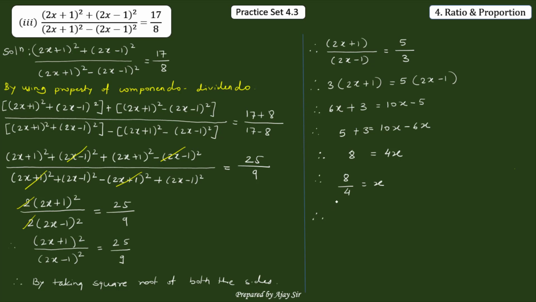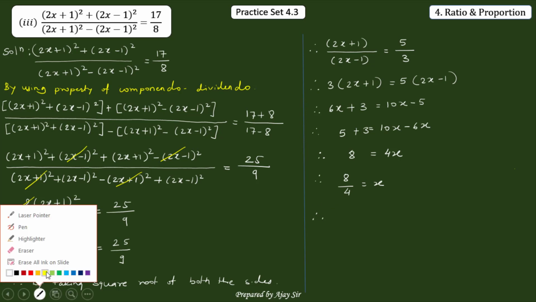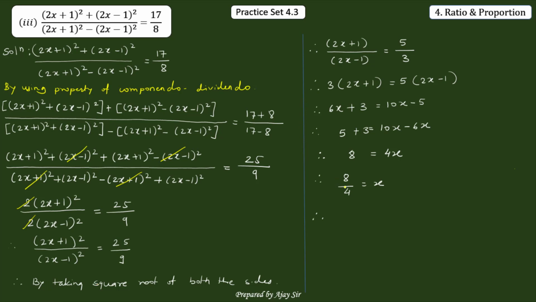Again, by using the table of 4, 4 ones are 4, 4 twos are 8, so x is equal to 2. That is the answer here. For the given question, we can minimize it first by using the property, and after that you will get the value of x. So like this you have to solve if there is a plus minus sign.